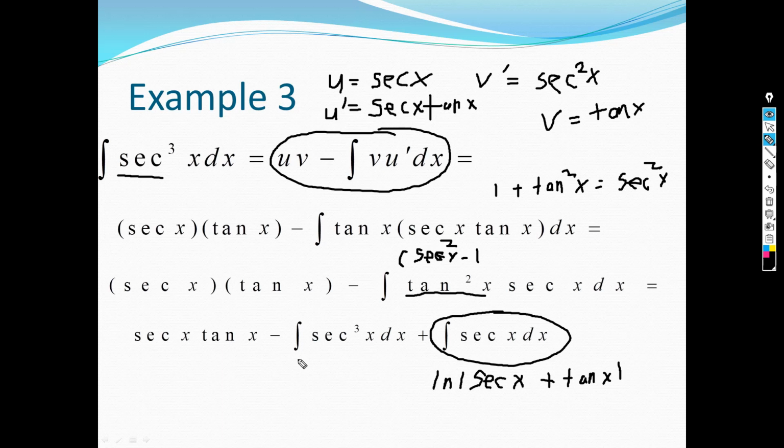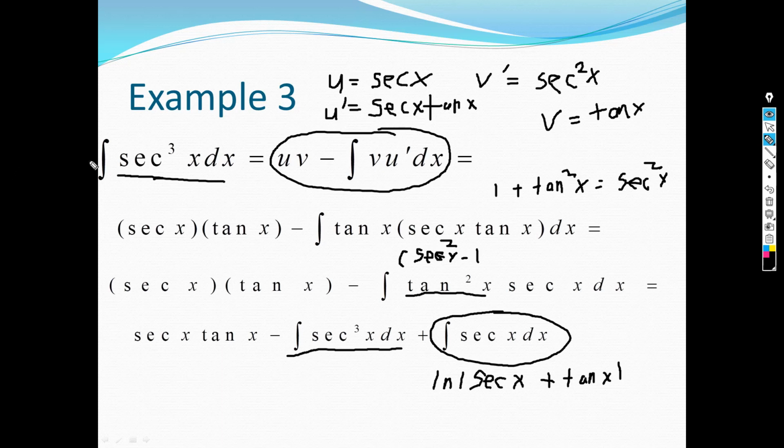And now look at this one right here. It's the same original integral. I got minus the antiderivative of secant cubed of x dx, but that's the same thing as this one. So obviously we're solving for this integral right here, so the technique is to simply bring this over to the other side. It's just like having a minus x here and an x over here. We bring it over, we get 2x.